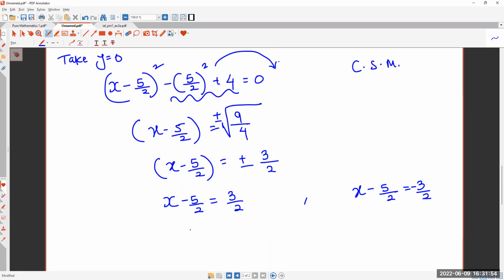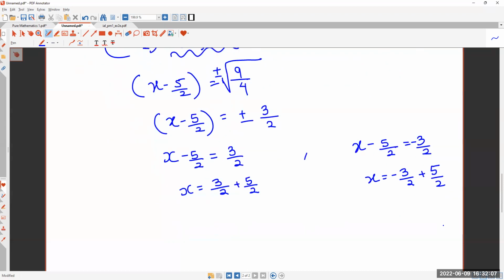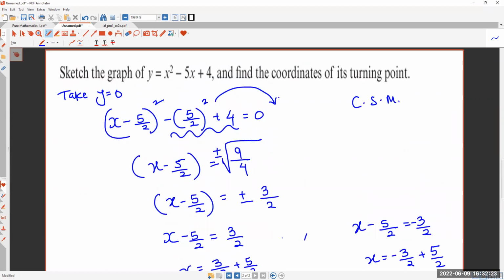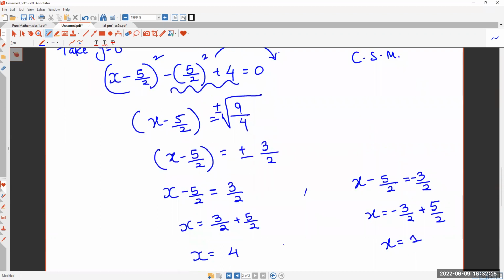Bring everything on this side. x equals 3 by 2 plus 5 by 2. x equals minus 3 by 2 plus 5 by 2. Understood? Now start entering this in the calculator. 4 and 1. Fine. So what value is this? These are my x values.